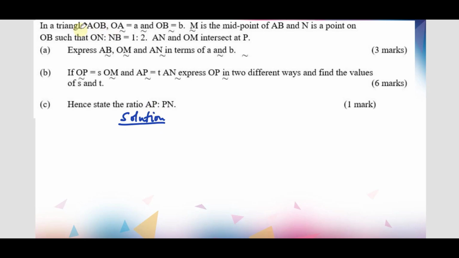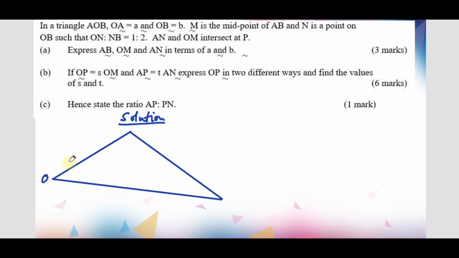would be to sketch this triangle so that you may be able to work effectively. So let's sketch the triangle. Then we can label them. We can call this one point O. This is point A. And this, we can call point B. Then the other statement reads, ON to NB is 1:2. We can put it somewhere there.